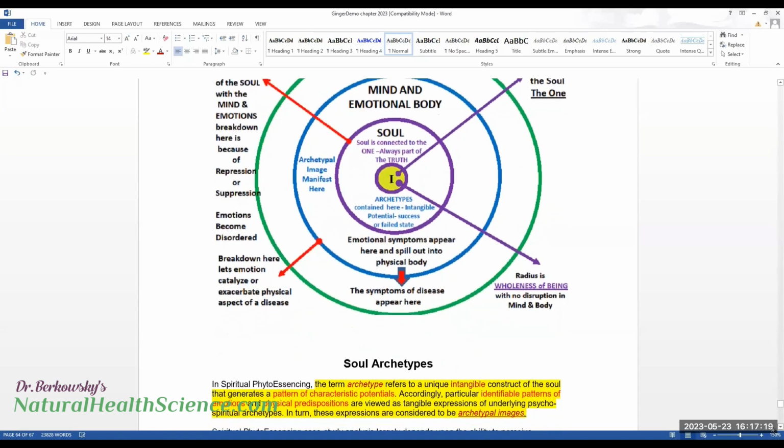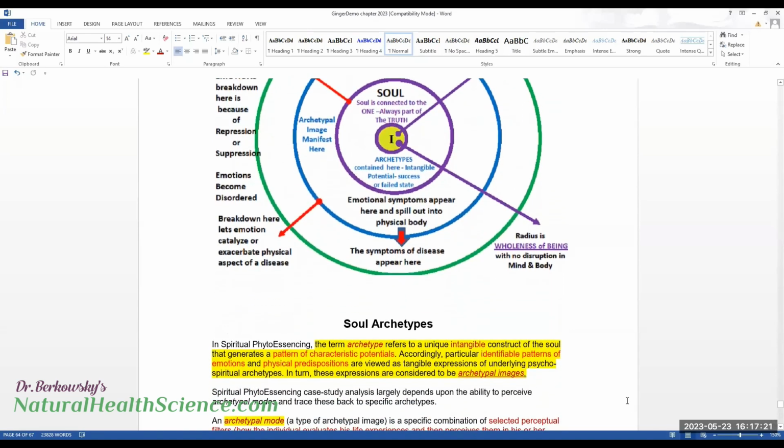So in your past lives and through your genetics and through your early existence, the first couple of years of your existence on this plane, you accumulate archetypes. The word archetype was first established by Jung, but he uses them totally differently than we use them in spiritual PhytoEssencing. So in spiritual PhytoEssencing, the term archetype refers to a unique intangible.